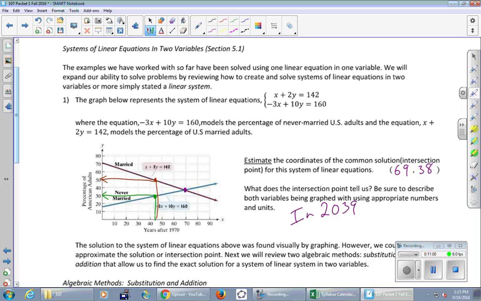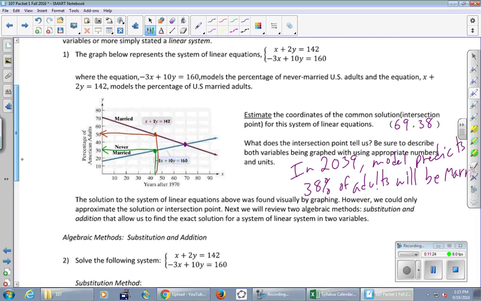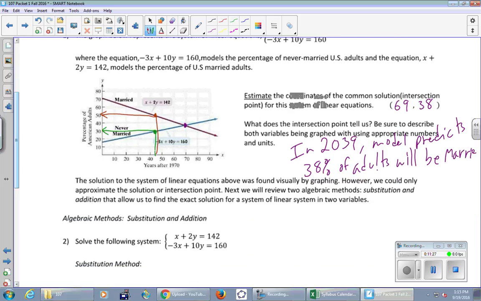You said equally. Okay, so in 2039, the model predicts, I'll talk about that phrase in just a second. Model predicts that 38% of adults will be married and 38% never married.